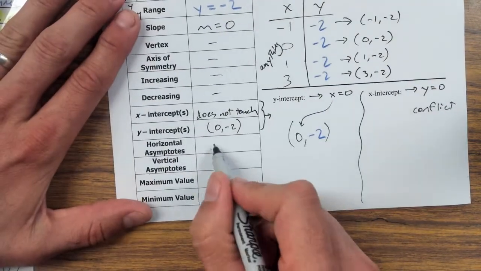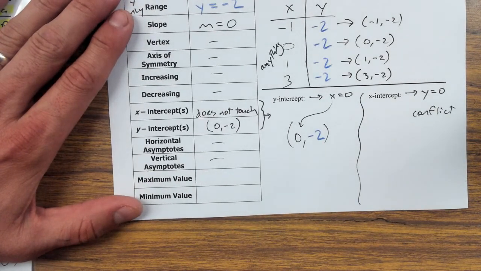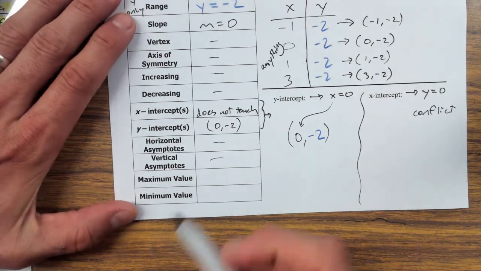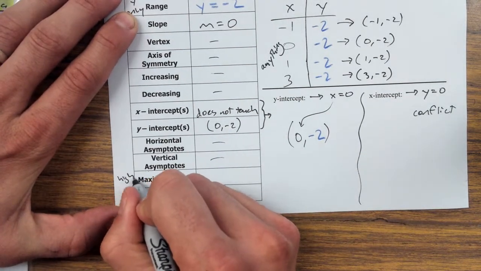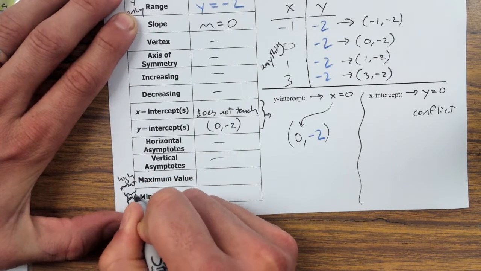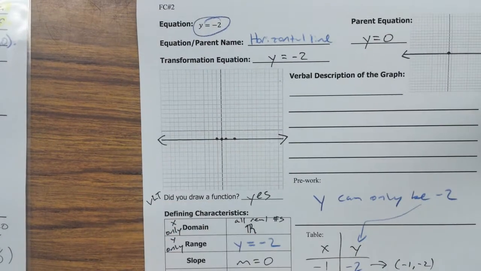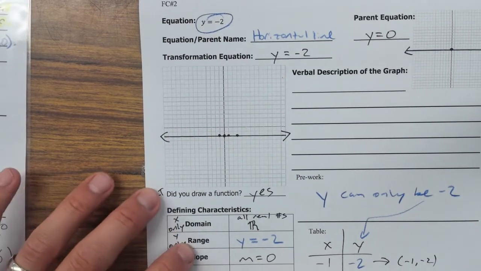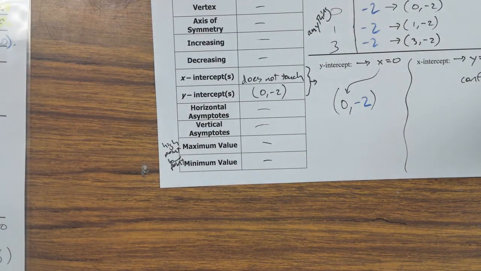Now, what are the horizontal and vertical asymptotes? There aren't any. We won't worry about that until January, maybe even February. The maximum value is the high point, and the minimum value is the low point. Does this have a high point or a low point? It doesn't go up or down. It doesn't have a high and it doesn't have a low, so there's not really a max and not really a min.